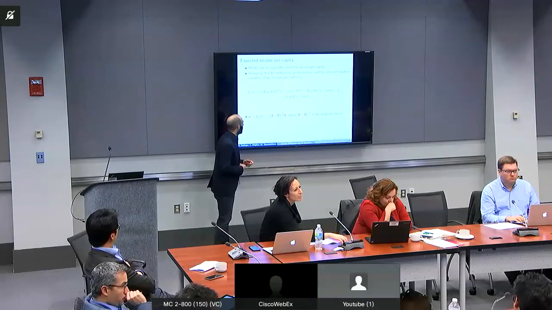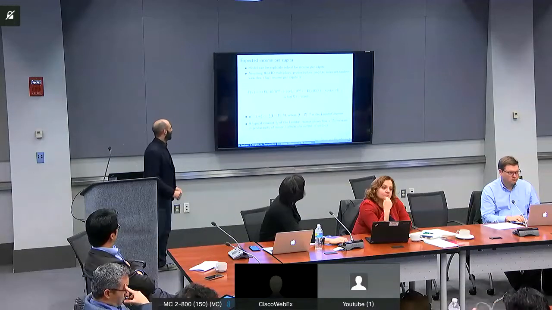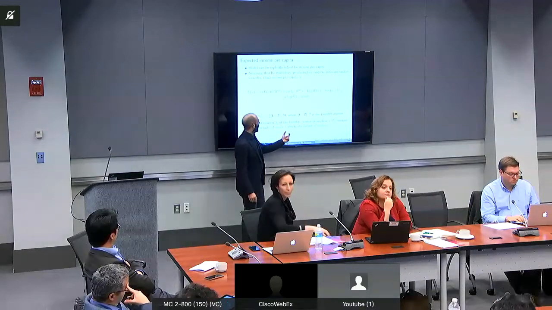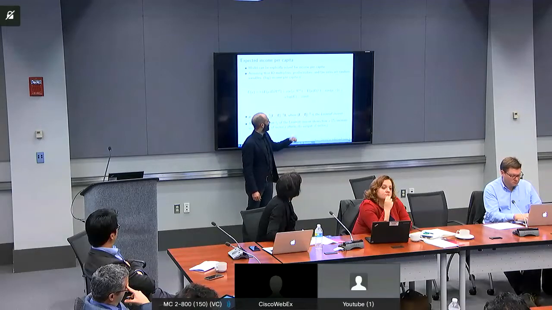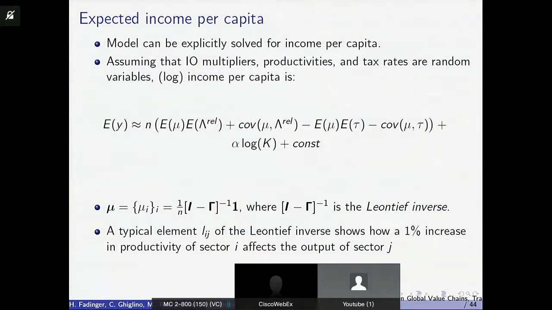How do we interpret the vector of multipliers? Remember, this is the inverse of the identity minus the input-output matrix, so that's the Leontief inverse. What does an element of the Leontief inverse tell us? It tells us basically if we increase productivity in sector I, how does this affect value added of sector J?